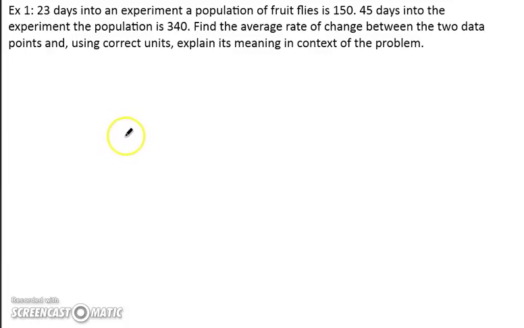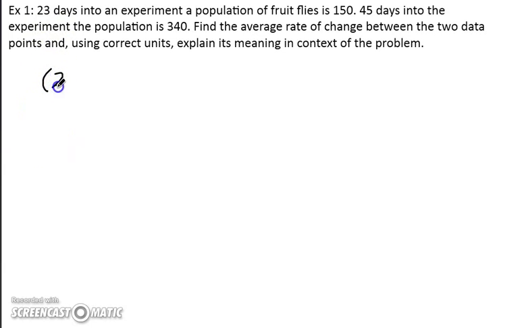So 23 days into an experiment, a population of fruit flies is 150. 45 days into the experiment, the population is 340. Find the average rate of change between the two data points and, using correct units, explain its meaning in the context of the problem. So looking through here, we can see that we have 2 points.